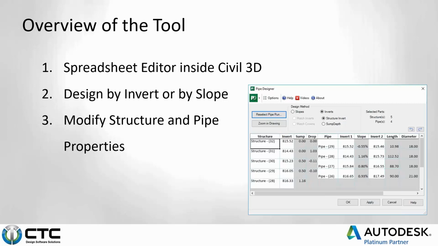So as we can see up by the top, we've got a couple of buttons. Do we want to look at something else? Do we want to look at a different part of the drawing? And then we've got a few different radio buttons for our design method. So we could go by invert, or we could go by slope. And we can set up these different parameters for what we can edit and what we cannot. And when we're done with this, it's going to directly modify the properties of our structures and our pipes inside Civil 3D. But we're going to look at all this stuff in a little bit more detail as we go through the workflows. Want to get into Civil 3D here quickly.